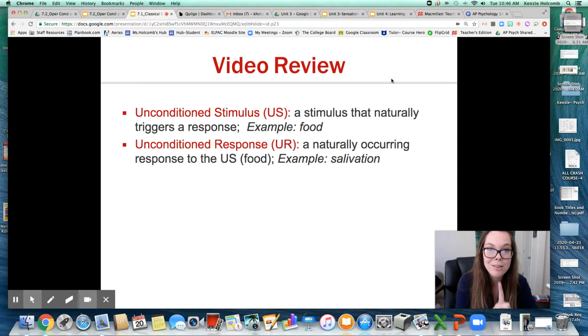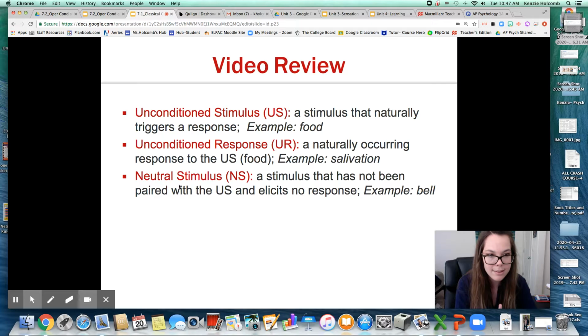Now this is where we start classical conditioning. It starts with the neutral stimulus. So this is what Pavlov discovered, the neutral stimulus. And this is the key to classical conditioning. So we have our natural stimulus and our natural response. Now we're going to add a learned object into the situation. So you can grab any neutral stimulus. It's a stimulus that has not been paired with any unconditioned stimulus, and it elicits no responses.